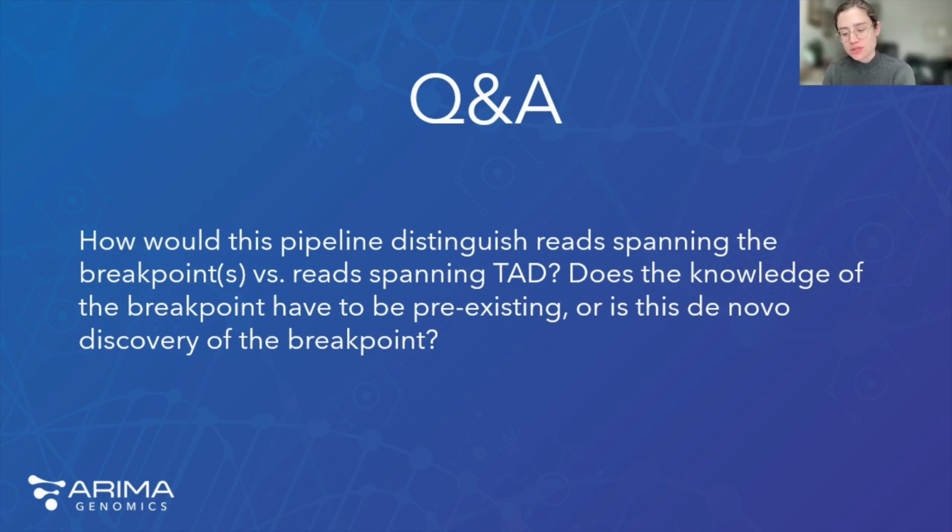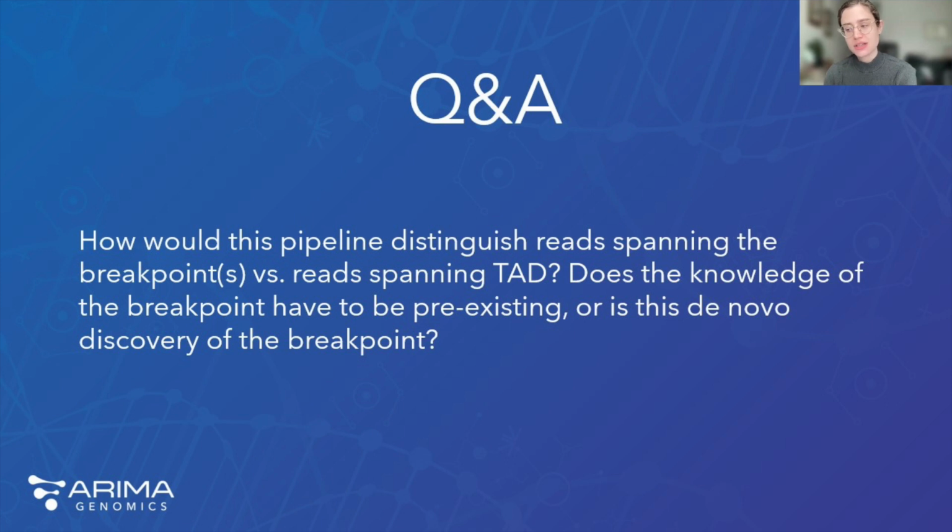Yes, I can take that question. It is a de novo discovery of the breakpoint. The pipeline does not need prior knowledge. It can identify whatever it thinks is a breakpoint. That's an excellent question. Sometimes it makes mistakes. Sometimes it thinks that a TAD is a breakpoint. That's why I suggest, if you're really interested in a particular area, or if you just want to review all your calls, just go into the heat map, take a look. And if you think that it's probably a TAD, then it might not be a real SV.